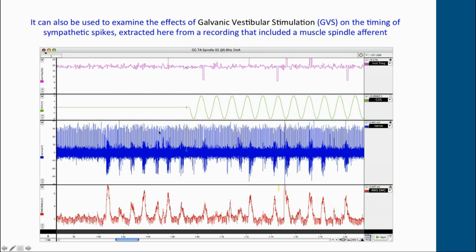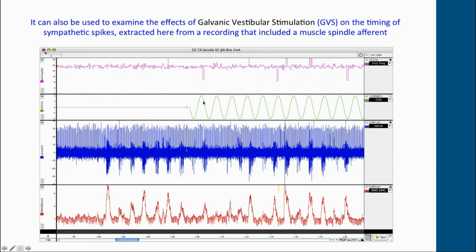Suffice to say that here I've extracted the sympathetic spikes, the negative going spikes, and the positive going spikes, and the peaks of this sinusoidal galvanic vestibular stimulation. This comes from some work we've been doing over the last few years where we're applying a weak electrical current behind the ears, and it induces strong vestibular illusions of rocking in a boat or swinging in a hammock.